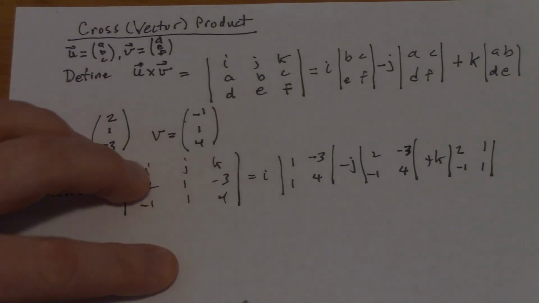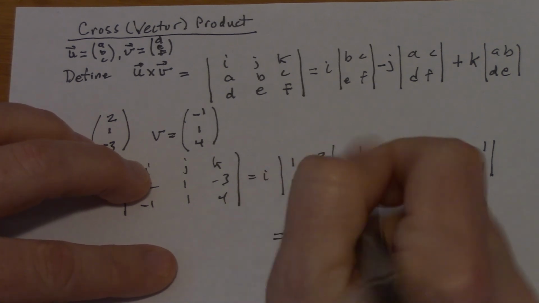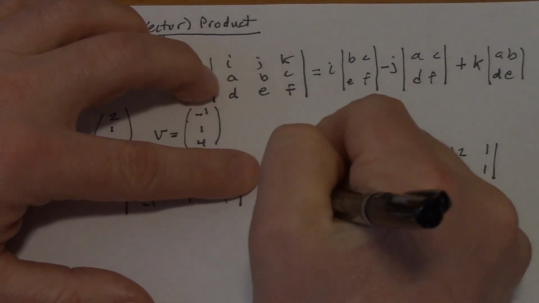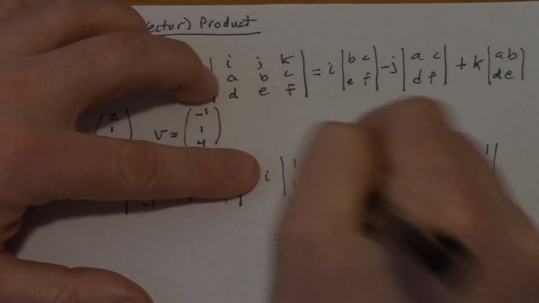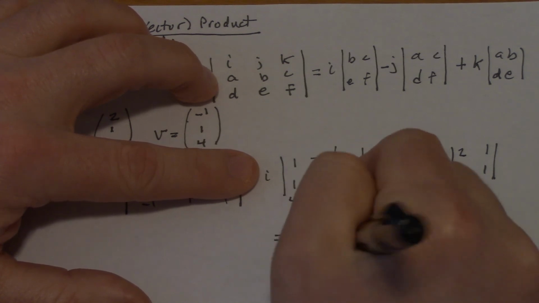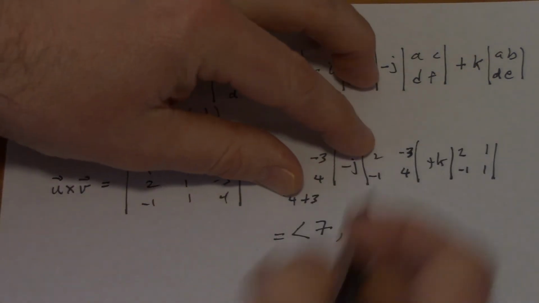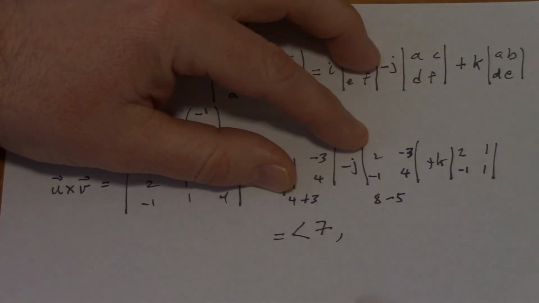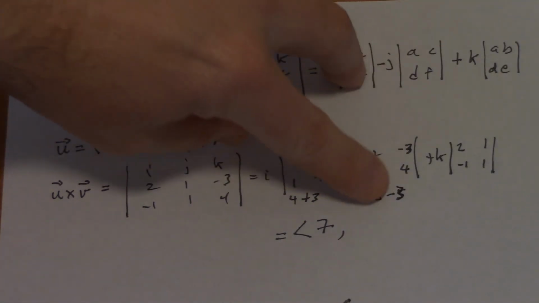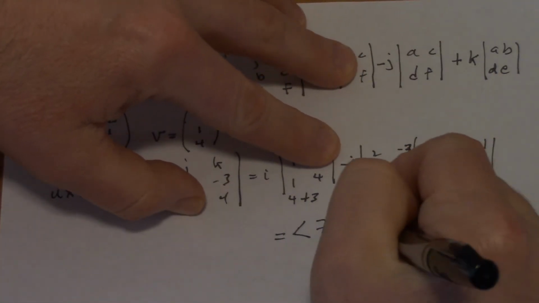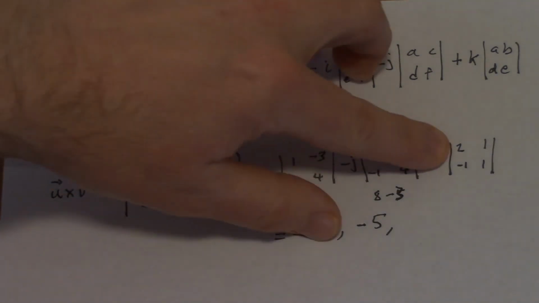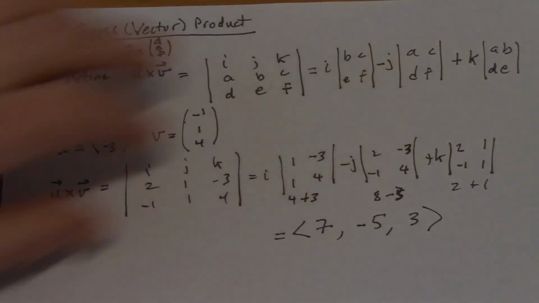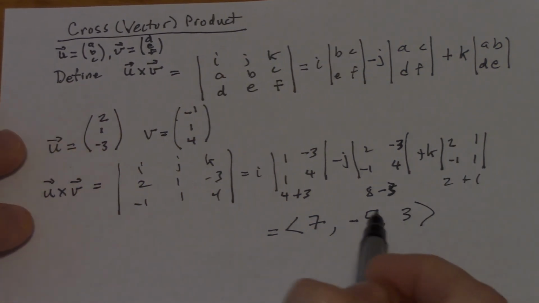Okay, so here's what I'm saying. So I'm going to write this as a row vector, but we can change it later if we want. So the I component is going to be 4 minus minus, so plus 3. So that's going to be 7. The J component is going to be 8, and then minus minus minus, so minus 5. Sorry, minus 3. So that's going to be 5, but remember it's minus J, so this is negative 5 here. Okay, and the last one's pretty easy. That's 2 plus 1, so that's 3.